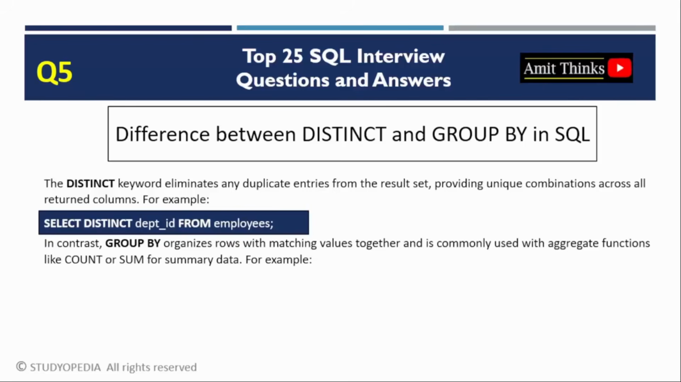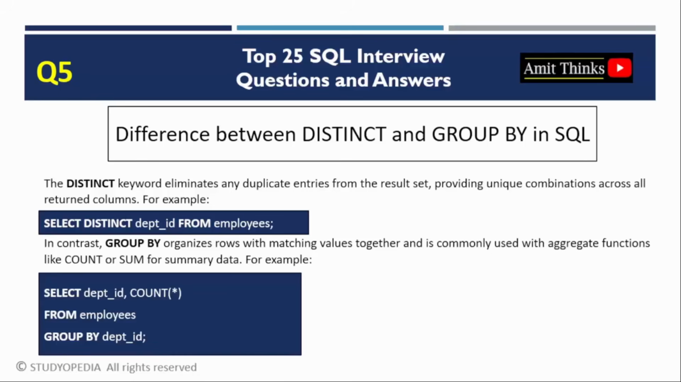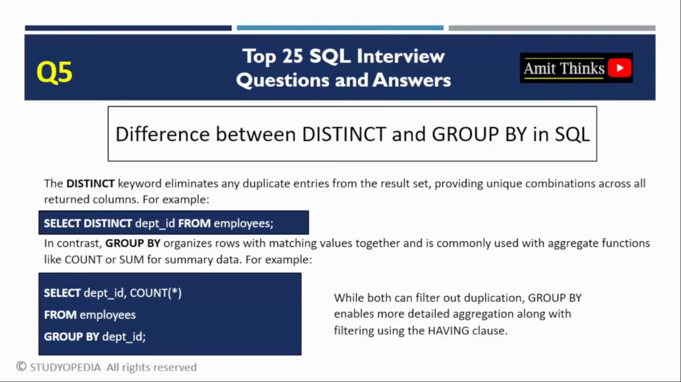So here is the example of distinct. Here we are removing the duplicates from the department underscore ID column and the table name is employees. In the other example, that is under group by, we are grouping by the department ID column. While both can deduplicate data, group by enables advanced aggregation and filtering via having clauses.